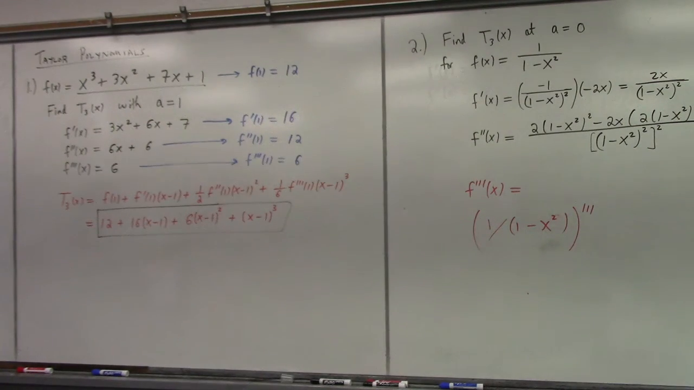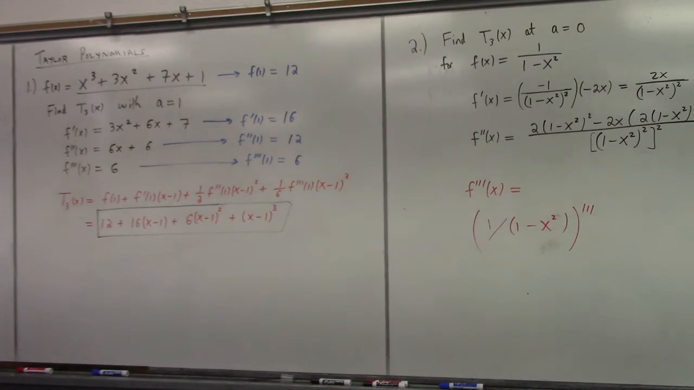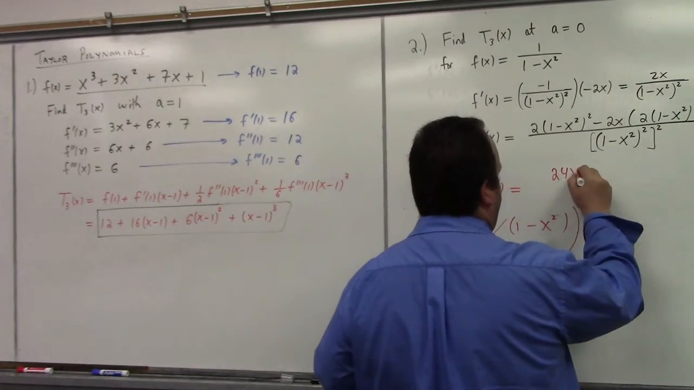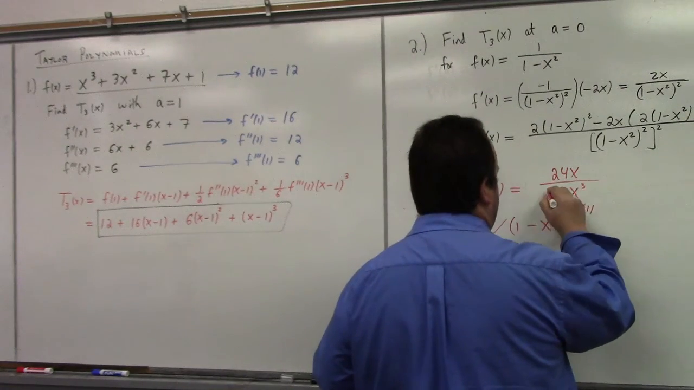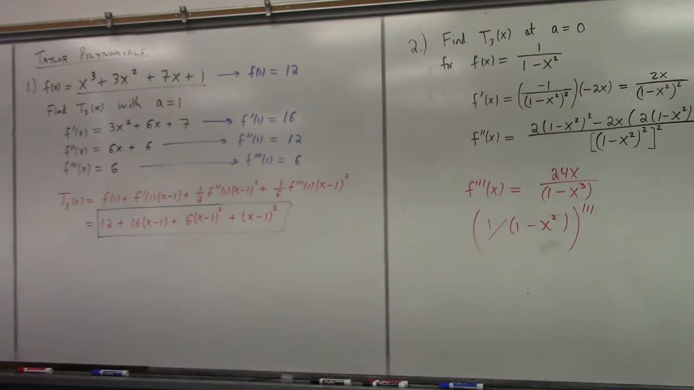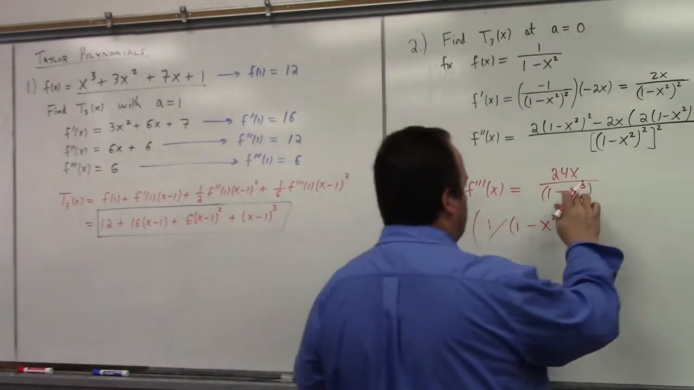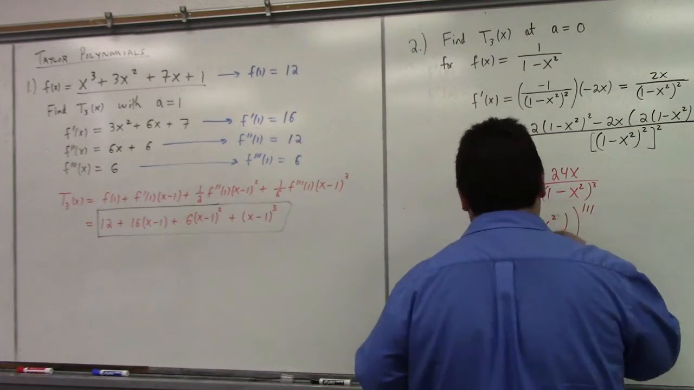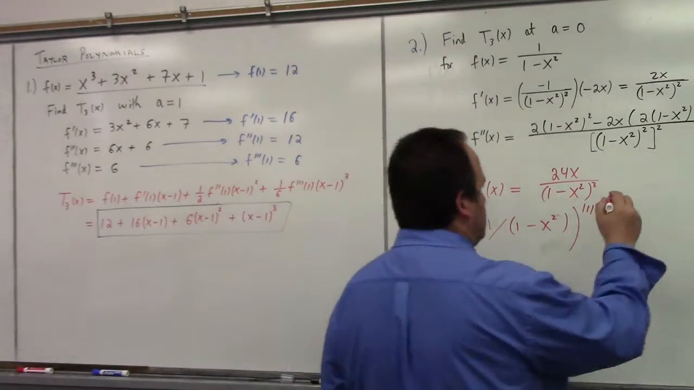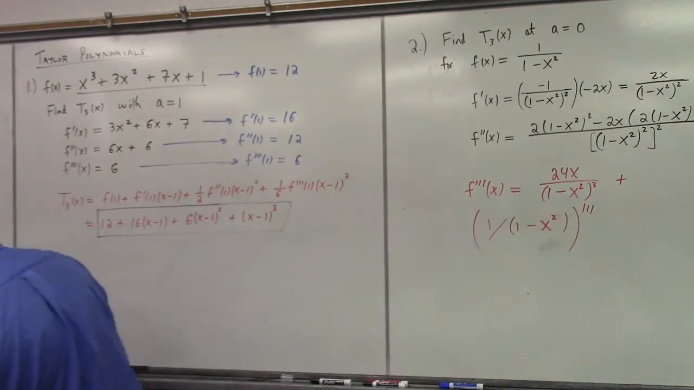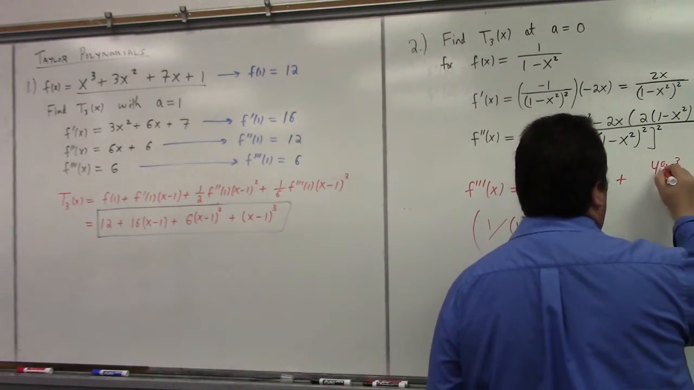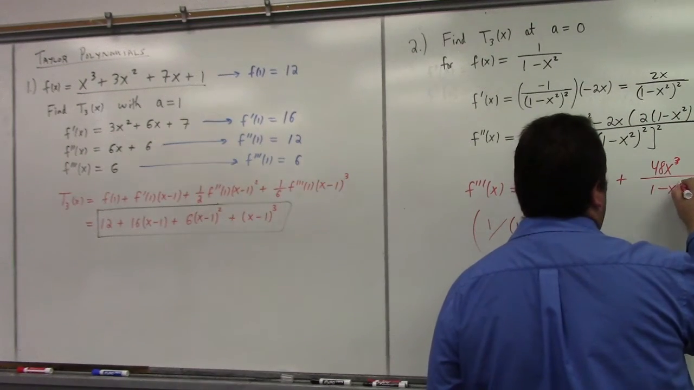when I do the three derivatives, I get 24x over 1 minus x squared cubed, plus 48x cubed over 1 minus x squared to the 4th. Okay, great.